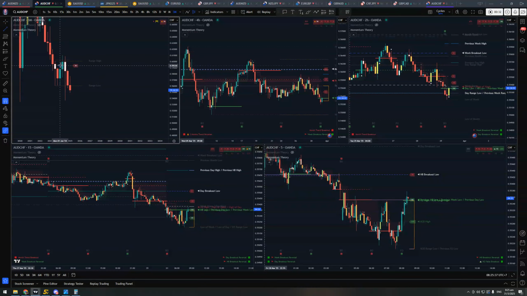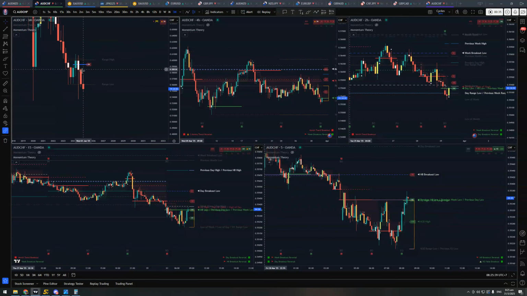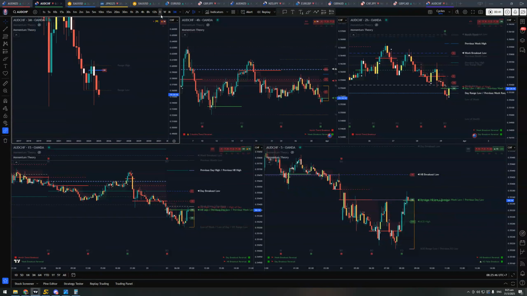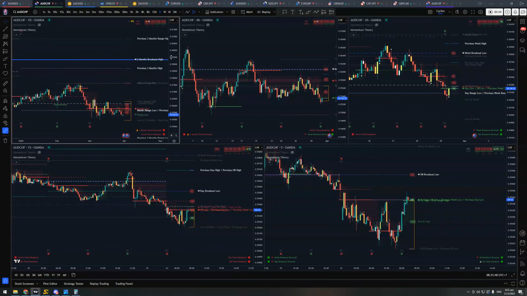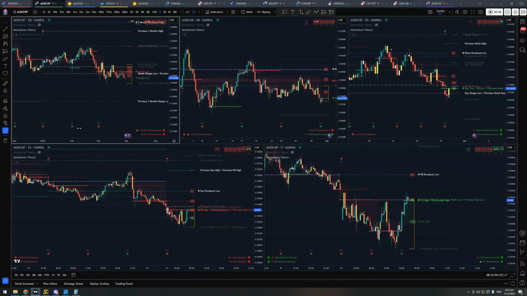This level right here. Flipped it, and then we've now broken out below the low. Looks like we're in a range here, and we're outside of the range. So I have a bearish bias on the higher time frames.